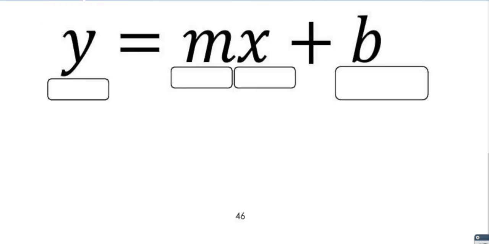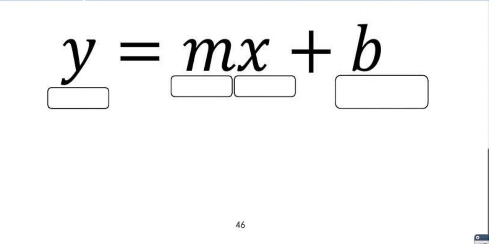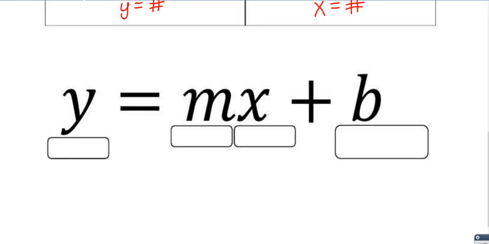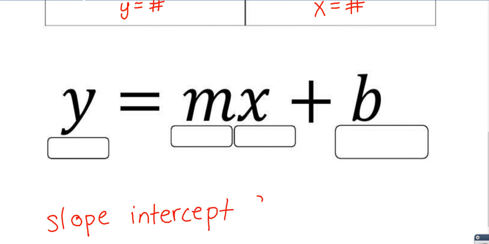Okay, so we have this lovely formula. We kind of talked about this formula last class. It was just mentioned that this is the most common formula you're going to use in algebra. It is slope-intercept form. So I hope you're writing this down. That's what it's called. And we're going to label it because this is what we're going to use the rest of the unit.